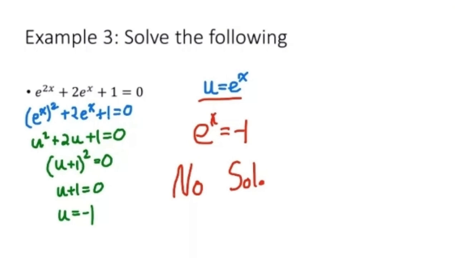Keep in mind, in general, it is possible for exponential equations to have no solution. This is because exponential expressions can never be 0, nor can they ever be negative. So anytime I see b to the x equals something that is 0 or negative, that indicates we have no solution.